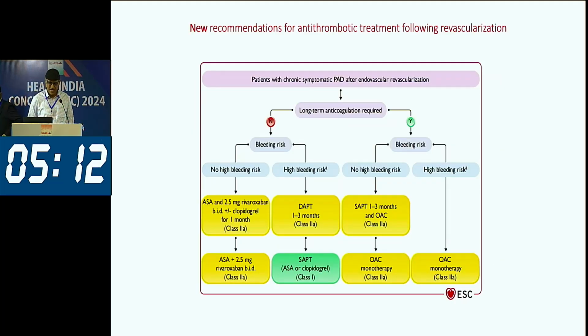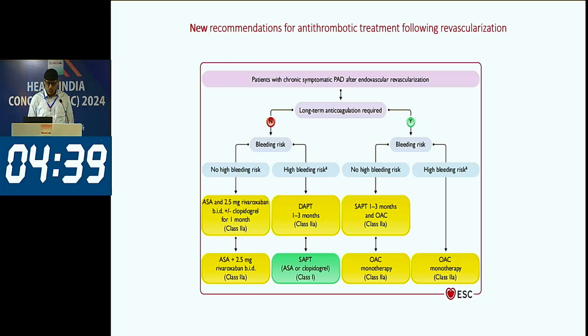But once a patient has undergone revascularization for symptomatic PAD, antiplatelet or antithrombotic therapy here changes, and it depends upon whether the patient requires long-term anticoagulation or not. A patient who requires long-term anticoagulation and does not have a high bleeding risk, single antiplatelet therapy with an oral anticoagulation is recommended for 3 months, followed by oral anticoagulant monotherapy. But patients having high bleeding risk, only oral anticoagulant monotherapy is recommended.